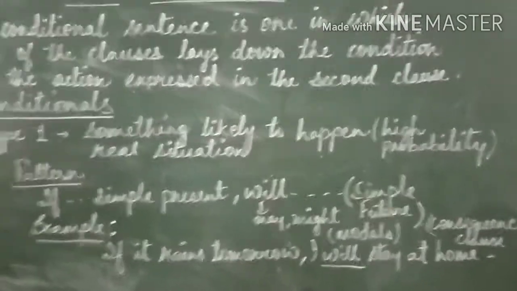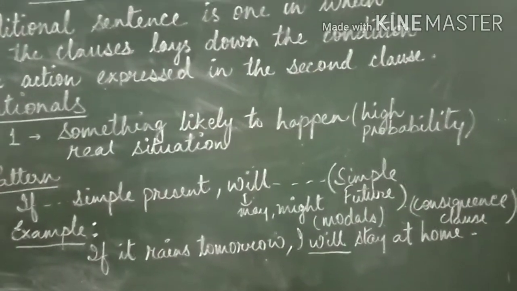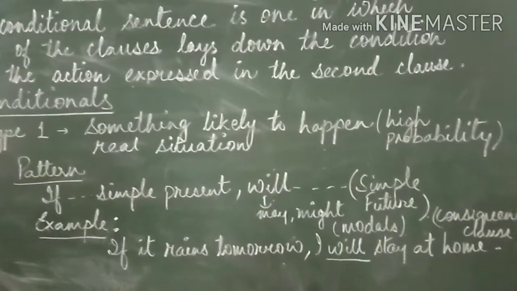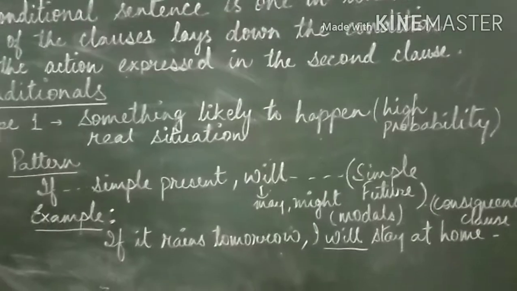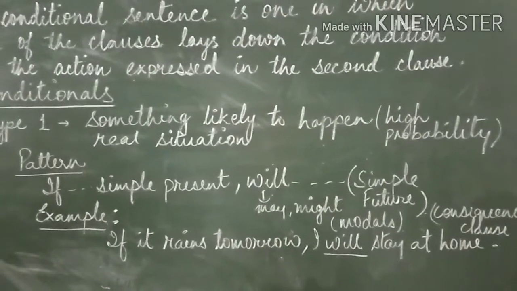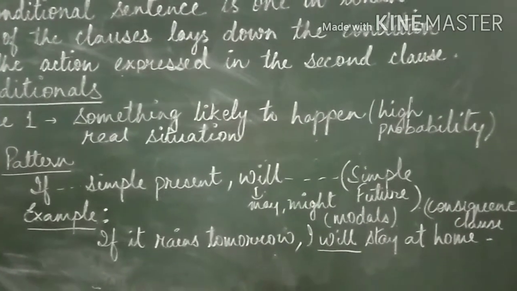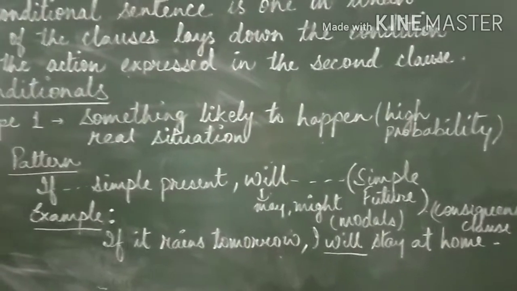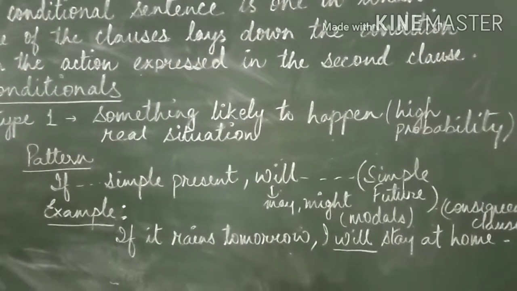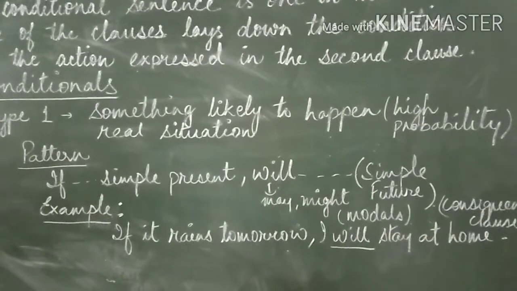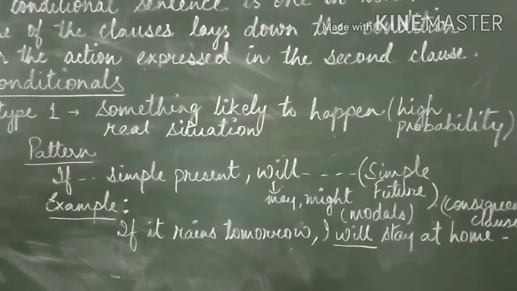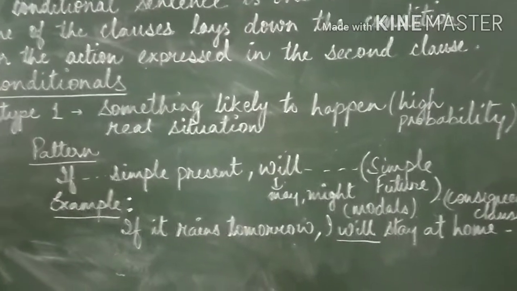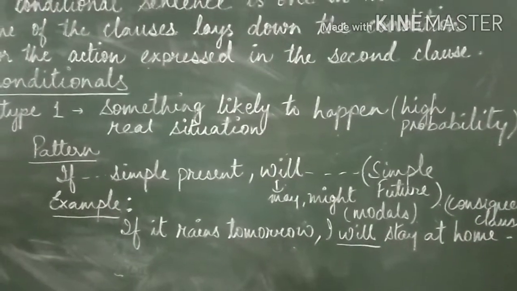So, you can replace will with may and might. Again, I am telling you, these are modals. According to the situation, you can replace the modal. If you are going to use will, that means it's definite. But if you use may and might, that means it's not definite. It's all talking about indefinite, whether it will happen or not. Less probability.